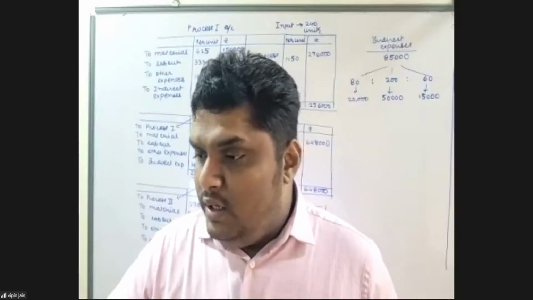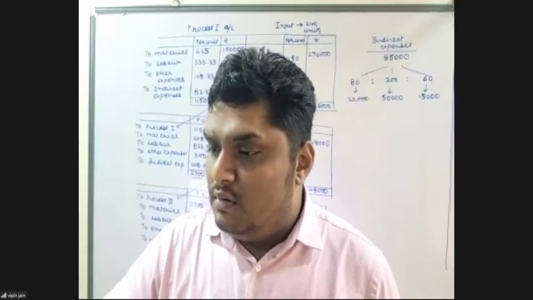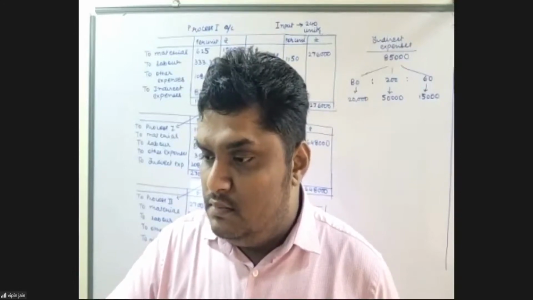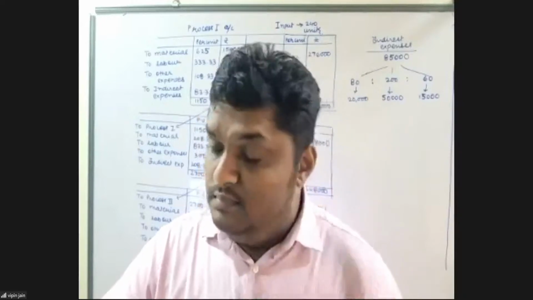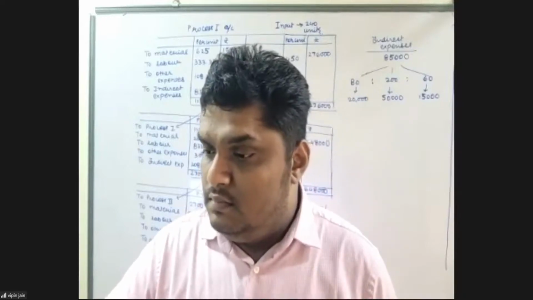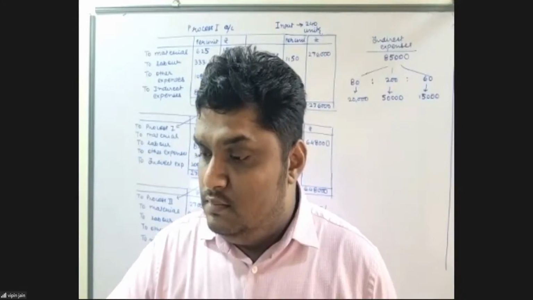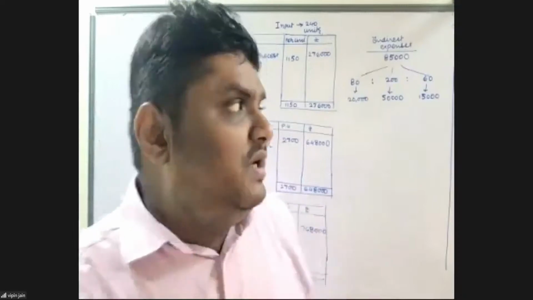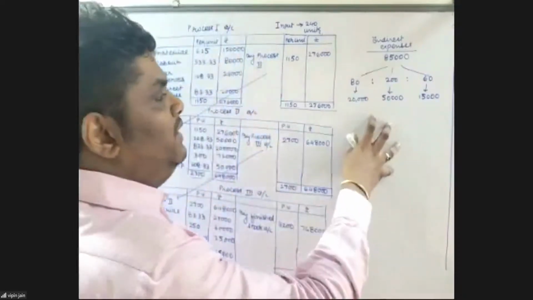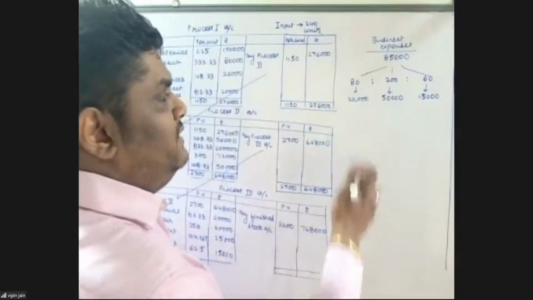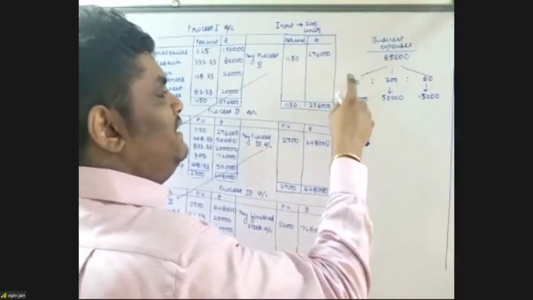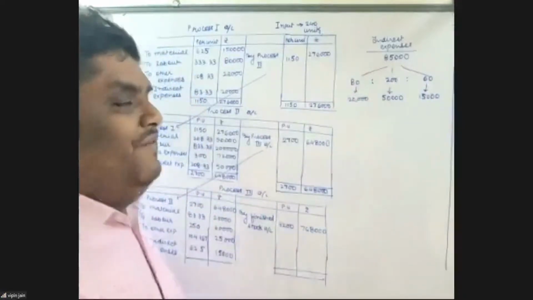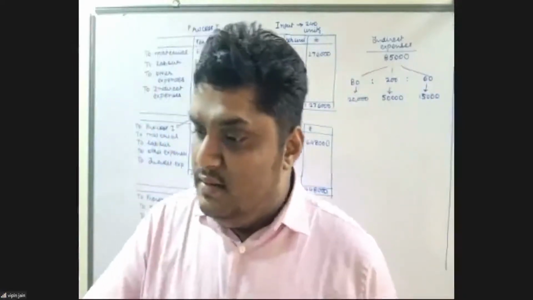Units cannot be rounded off. It is given in the question, Krishna, that indirect expenses are to be distributed in the ratio of direct wages. So the direct wages is in the ratio of 80 is to 200 is to 60. So this is how I calculated the value of indirect expenses.